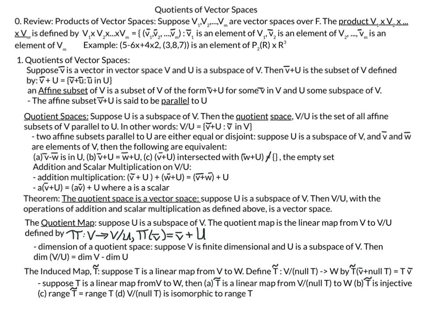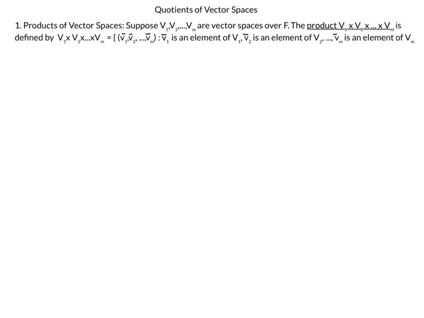That concludes our overview, so we're ready to come back and start looking at each of these topics in more detail. We start by defining the products of vector spaces. Suppose we have vector spaces V1, V2, up to Vm. They're all vector spaces over a field F.